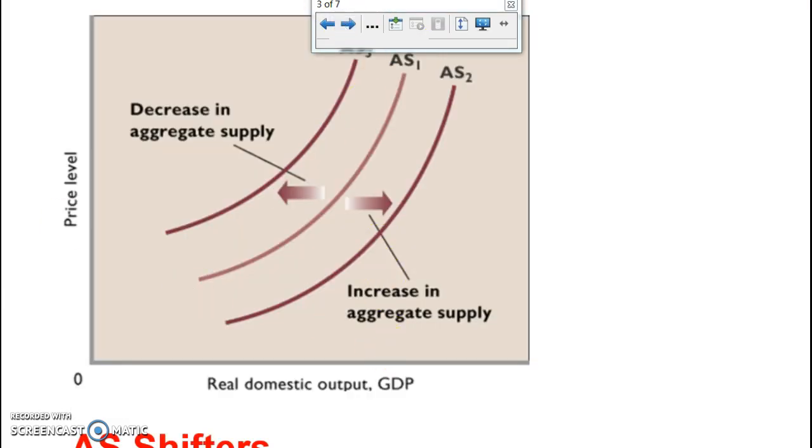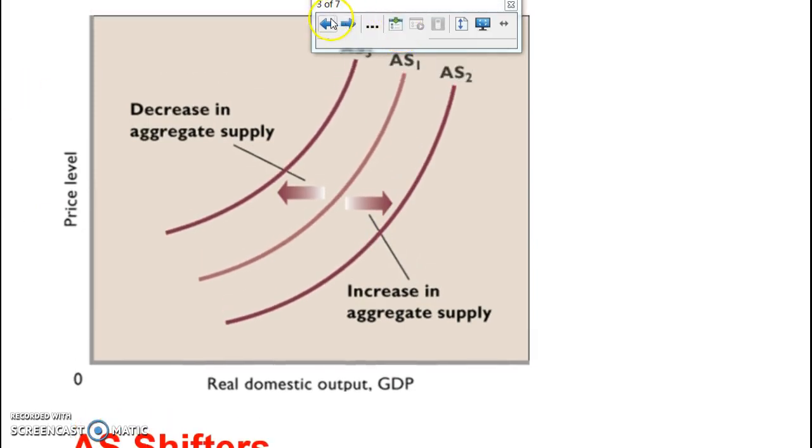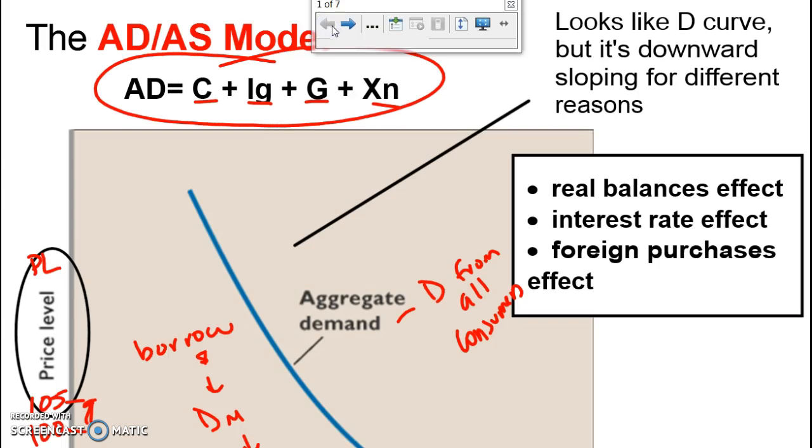There are things that will shift aggregate demand and things that will shift aggregate supply, and I have the aggregate demand shifters here. I'm going to go back just for a minute to aggregate demand. The things that will shift aggregate demand are anything that will shift any of the components, anything that will change consumption, anything that will change investment. What would change consumption? People's incomes, for example. What would change investment? Interest rates. Government spending is going to change because the government decides to spend, and net exports are going to change because of exchange rates. So anything that impacts any of those elements is going to shift aggregate demand.